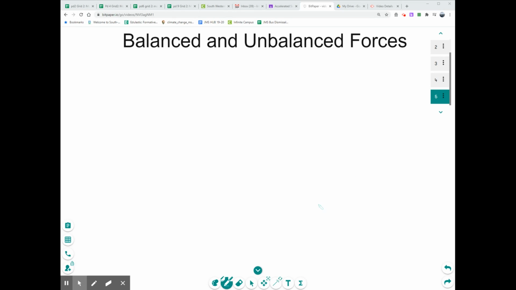So, like I told you guys in the last video, forces cause motion, and more specifically, forces cause objects to accelerate. Okay, and that could be speeding up or slowing down. Okay. So what we're going to look at here is kind of how that happens.